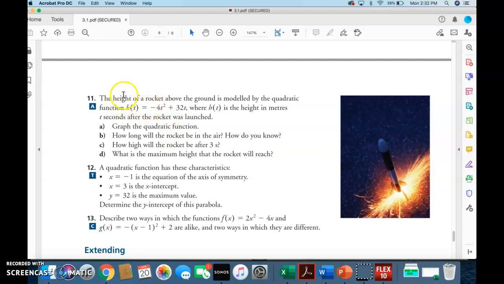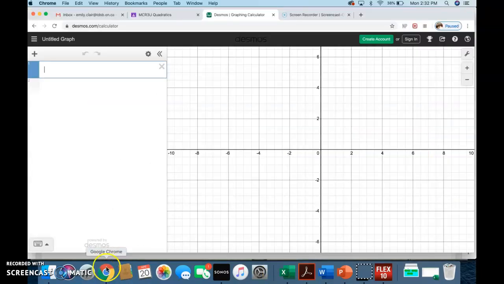So number 11 says the height of a rocket above the ground is modeled by this quadratic function where h at t, so this piece right here, is the height of the rocket in meters, and t is the time after the rocket was launched. And it asks you to graph the function first, and obviously you can make a table of values with pen and paper, but since we're using computers to do so much of this stuff anyways, we may as well just graph it, okay?